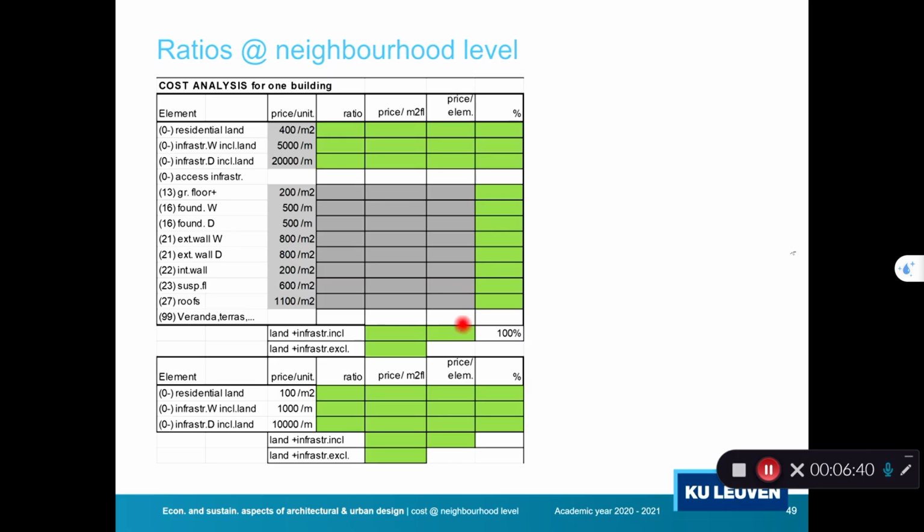You can also see the impact of including the infrastructure by calculating the price per square meter floor excluding the infrastructure and including the infrastructure, just to see the effect of the infrastructure. So that's why we have here the two green cells.